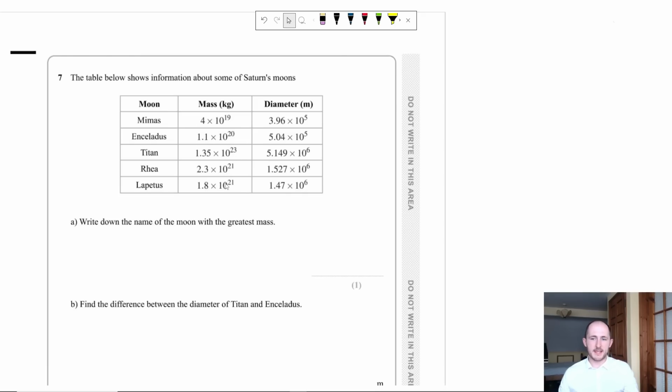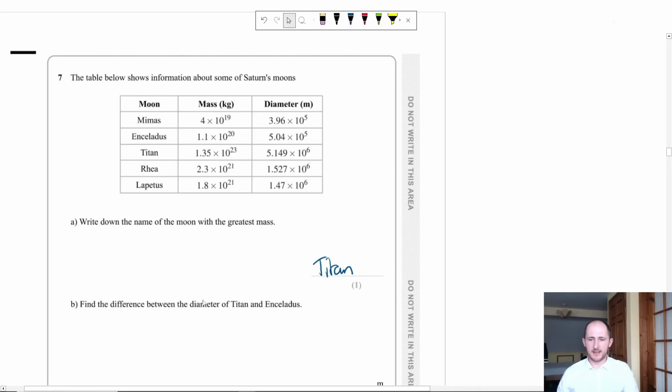If there are two with the same power, like these two, then all you do is you compare the numbers in front. So between Rhea and Iapetus, Rhea is actually bigger because 2.3 is bigger than 1.8, even though they have the same power. Now, Titan is actually the greatest mass because it has times 10 to the power 23. Nice and simple, hopefully, assuming you know how to read standard form numbers.